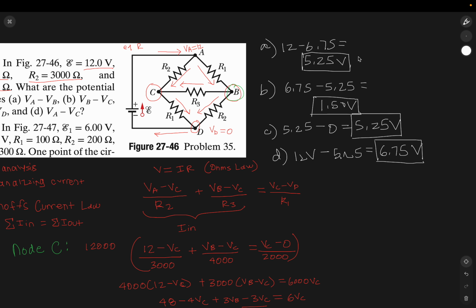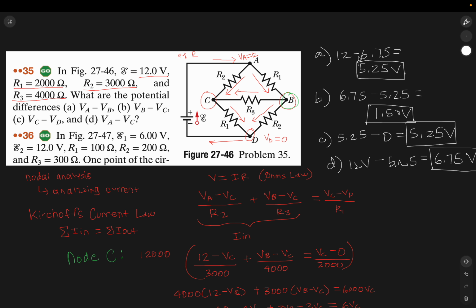So those were the solutions to our problem number 35 from Halliday Resnick Fundamentals of Physics.